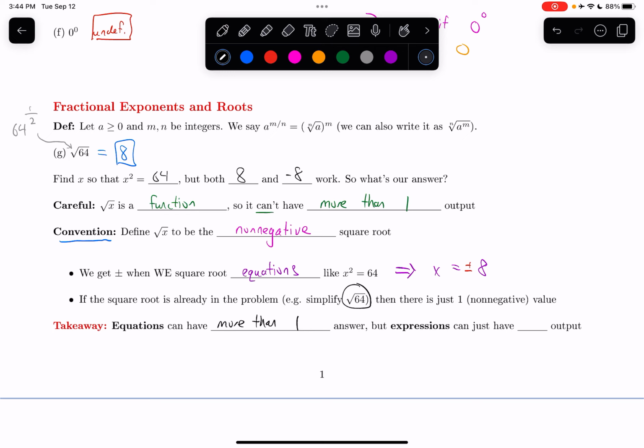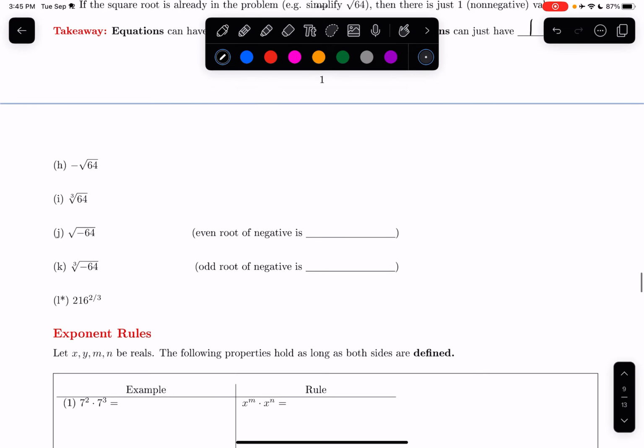That's an expression. An expression just has one output. Okay, that's a key distinction there. Alrighty, so let's flip the page here. Let's do some more examples.